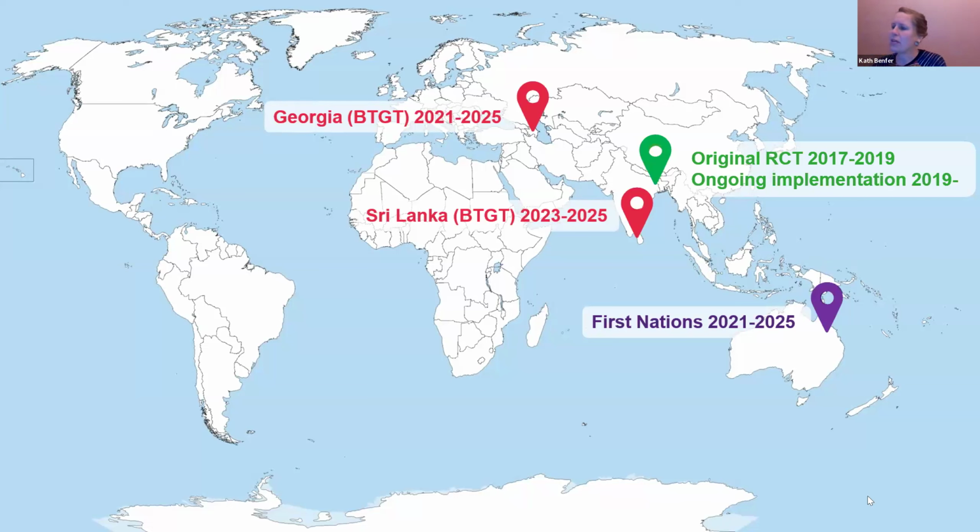One of the partner agencies, the Asha Bhavan Centre, has had ongoing implementation of the LEAP program since the conclusion of the trial. We also then, following on from there, have been testing it in our First Nations population in Australia, as well as Georgia in Eastern Europe and Sri Lanka. So you can see some very different cultural contexts.